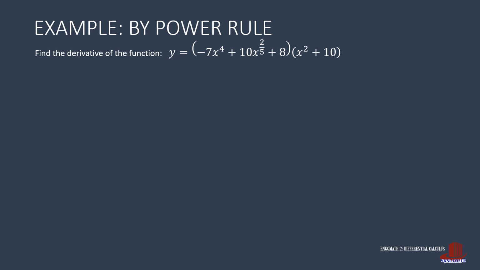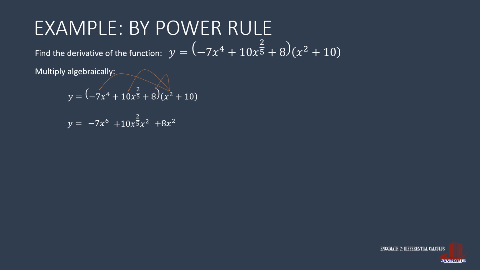The alternate solution uses power rule right after the function is simplified into individual terms. So take out groupings first by multiplying terms. y is then simplified with negative 7x raised to 4 times x squared as negative 7x raised to 6. 10x raised to 2/5 times x squared is just combined as 10x raised to 2/5 with x squared. Then 8 times x squared is 8x squared.